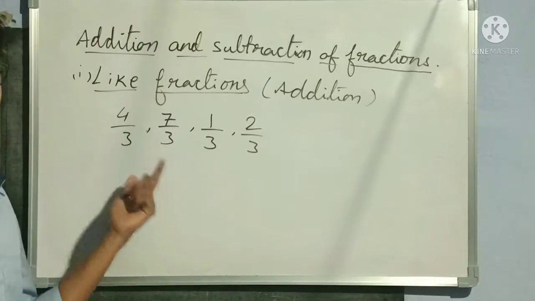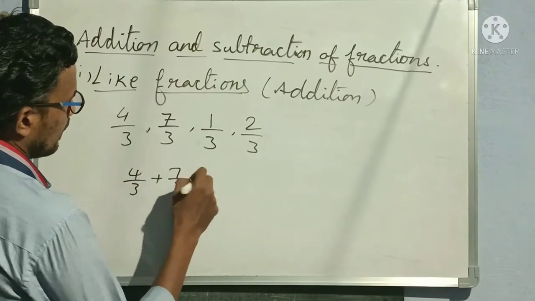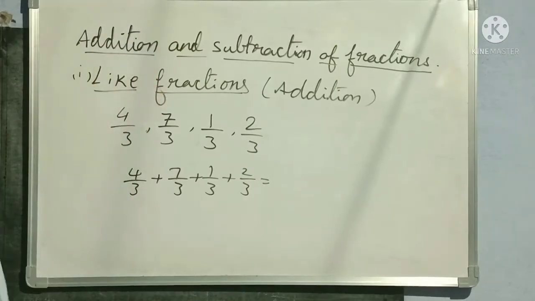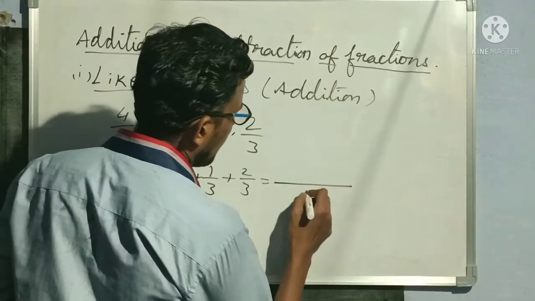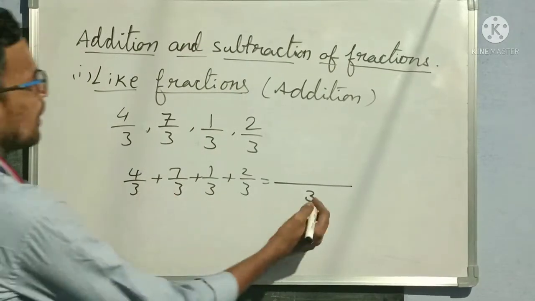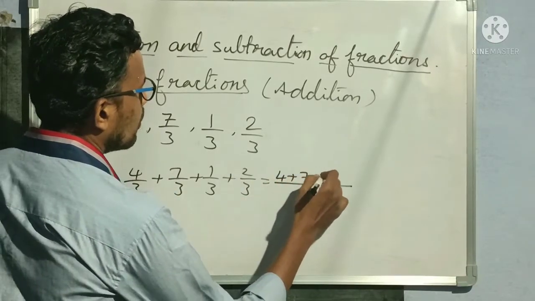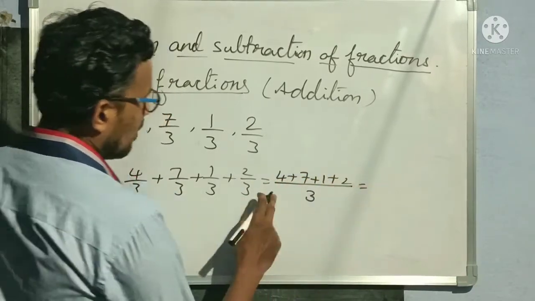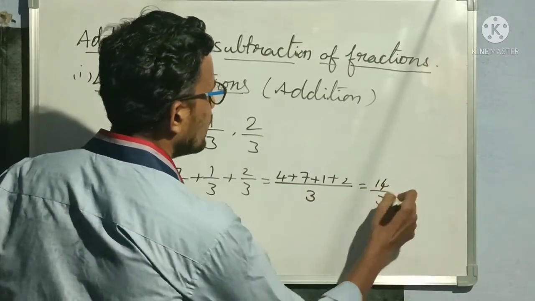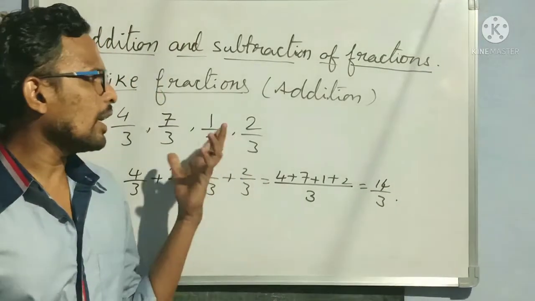When we see like fractions, how to add? Simple. Suppose I want to add 4 by 3 plus 7 by 3 plus 1 by 3 plus 2 by 3. First you take the common denominator as the denominator, denominator 3. Then add the numerators directly: 4 plus 7, 11. 11 plus 1, 12. 12 plus 2 is 14. So my answer is 14 by 3. This is how we have to add like fractions.